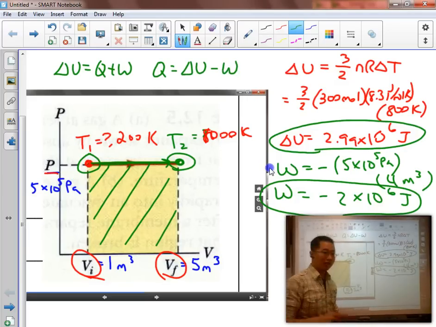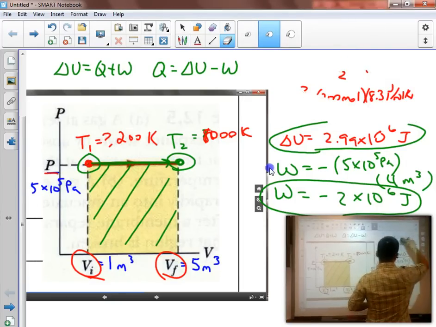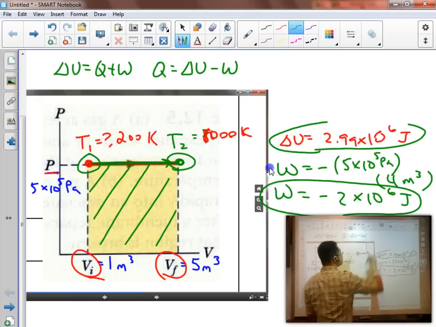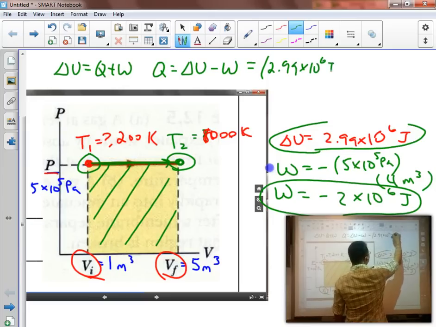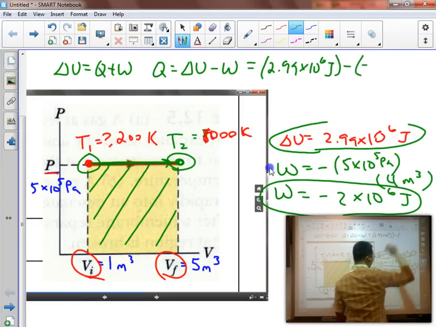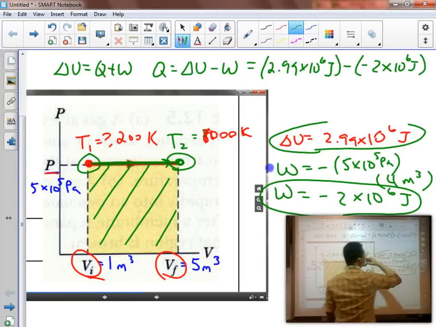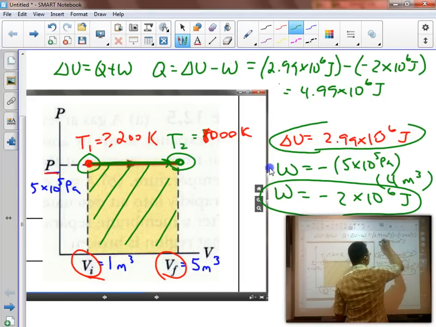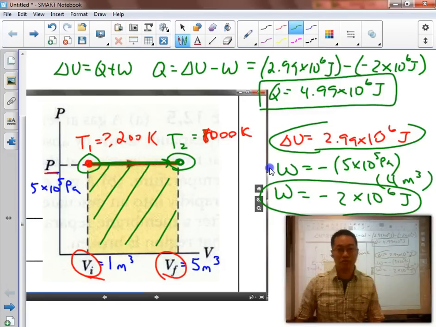Now, this is where you have to be slightly careful because of your negative signs. So it would equal 2.99 times 10 to the 6th, which is really 3 times 10 to the 6th, minus negative 2 times 10 to the 6th, to end up with 4.99 times 10 to the 6th joules, which will be the amount of heat that was added to the system.